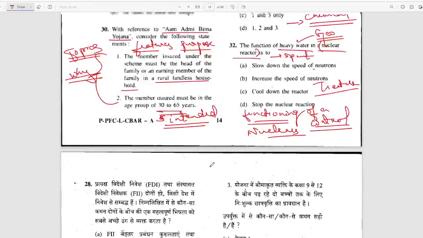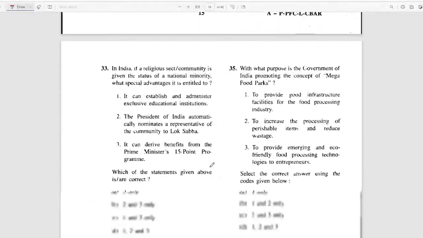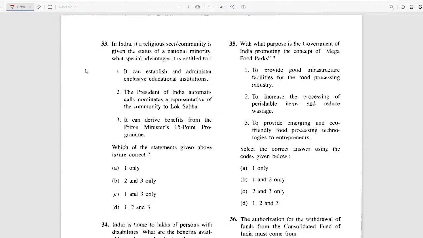So the next question is the 33rd question. In India, if a religious sect is given the status of national minority, what special advantages is it entitled to? It can establish and administer exclusive educational institutions. The President of India automatically nominates the representative of the community to the Lok Sabha. It can derive benefits from the Prime Minister's 15-point program.